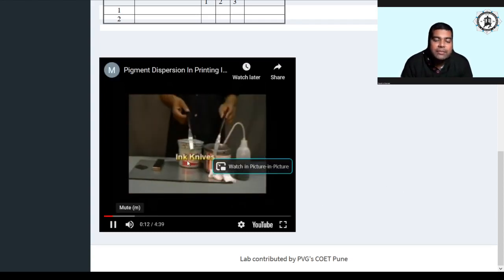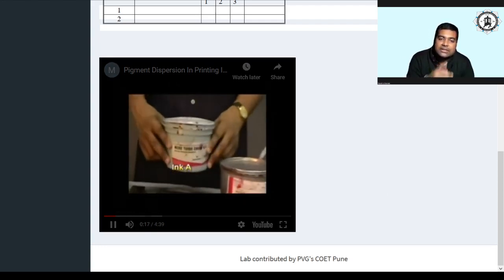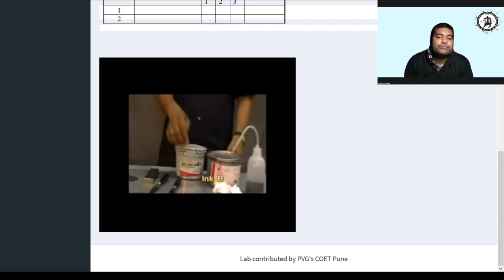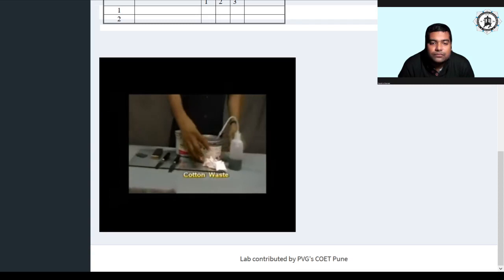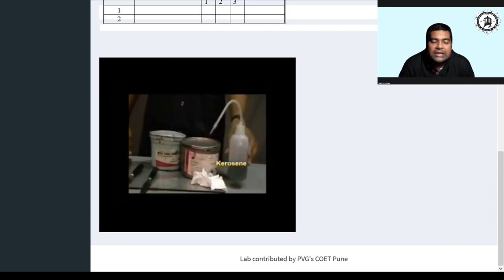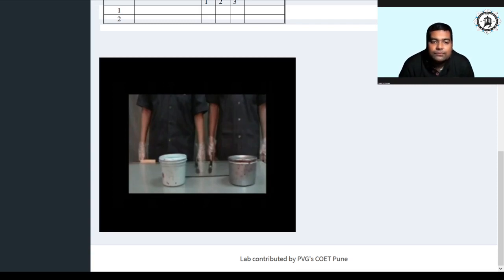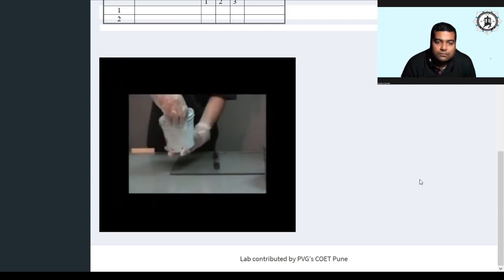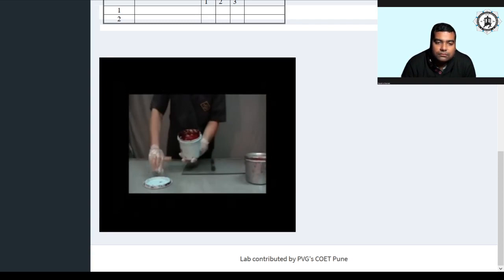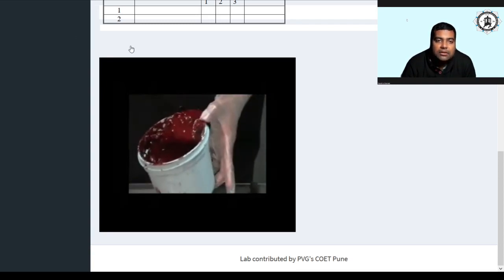So this is the Hegman gauge basically. This is the spatula or the ink knives using which the ink will be first smoothened out, and then the ink's various properties will be tested basically. Kerosene is the solvent to wipe clean the excess amount of ink. So they are testing with the help of the magenta ink over here.